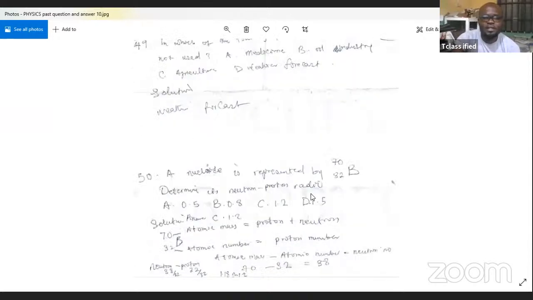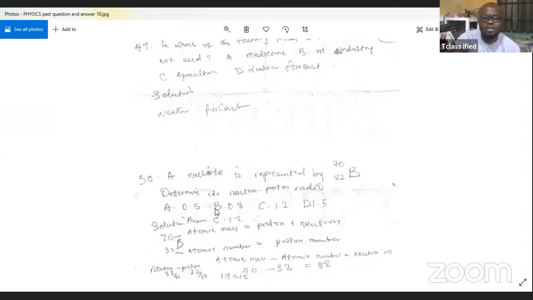Then finally 50, a nuclide is represented by this. Determine the neutron-proton ratio, okay? So this is the atomic mass. Use it minus this one to get the neutron. Then find the least ratio.